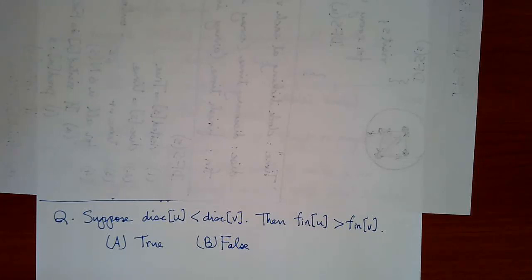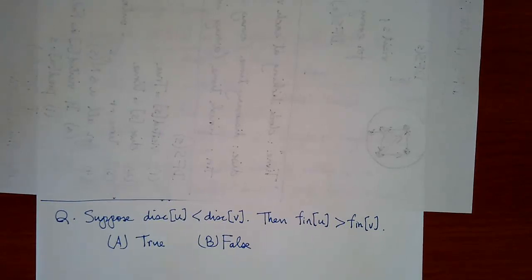I guess I can. I was going with true, because if the discovery time of U is less than the discovery time of V, it means that U is discovered first, and so V is kind of a descendant of U. But then the finish time of U is greater than V, since V was discovered afterwards, so the recursive call of V would finish quickly compared to the finish time of U, and so the statement holds. Okay. Does someone who said false want to explain?